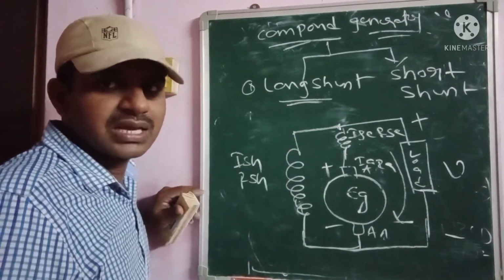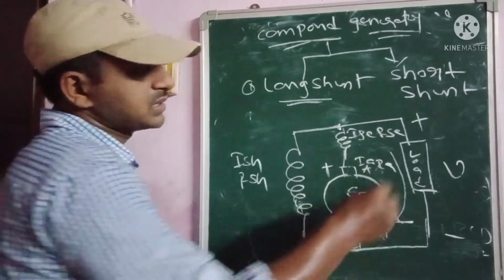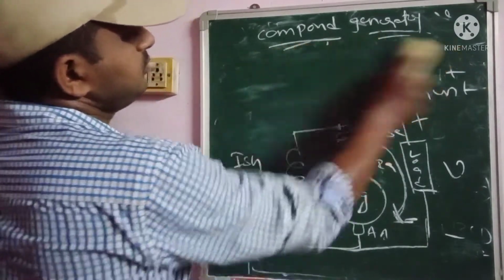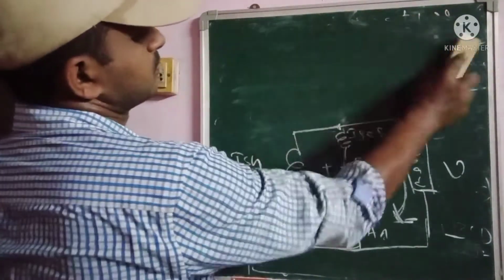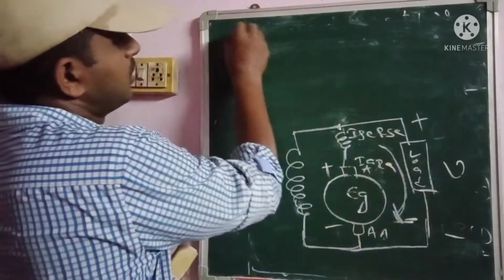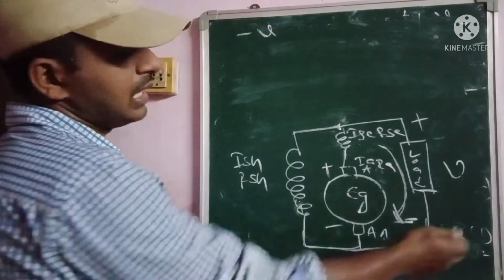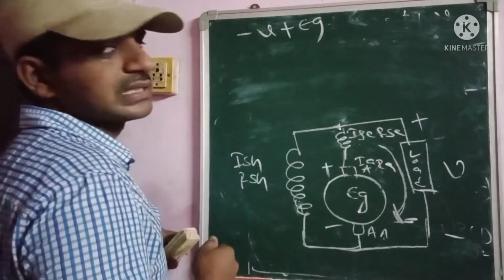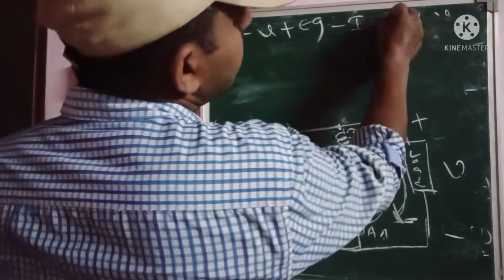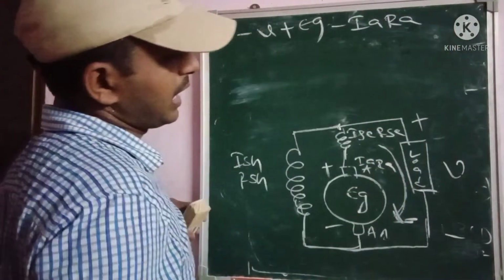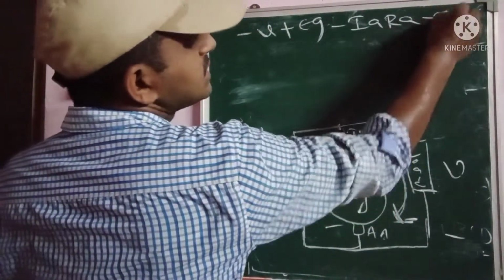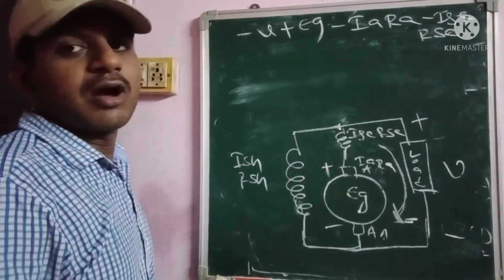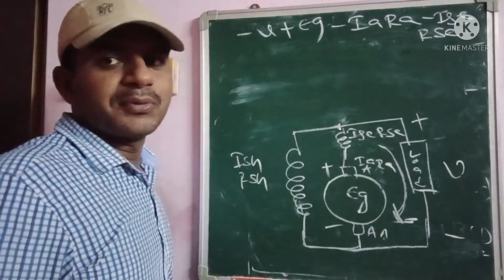Similarly, like a shunt generator. So applying the loop equation, the KVL equation here, what happened here? Minus V, first of all we have to draw the minus V, as well as plus EG, the EMF, minus IA into RA, as well as minus ISC into RSC. This is the equation for the long shunt compound generator.